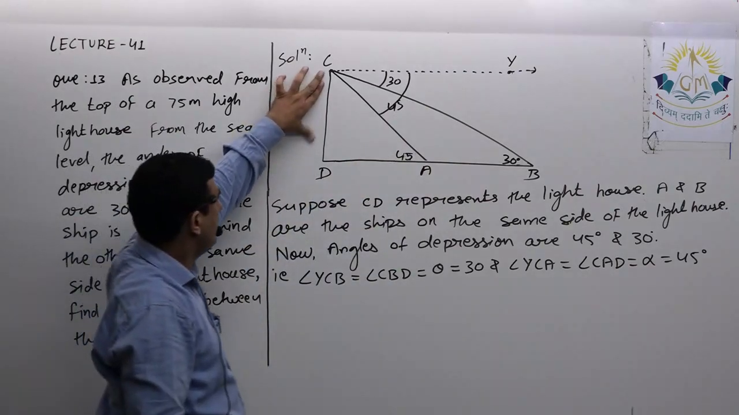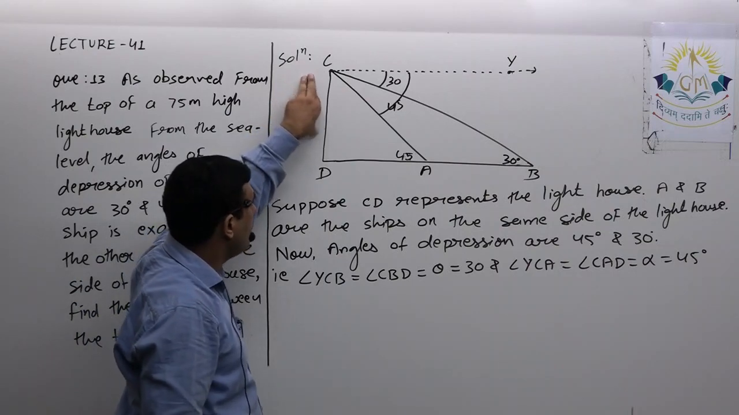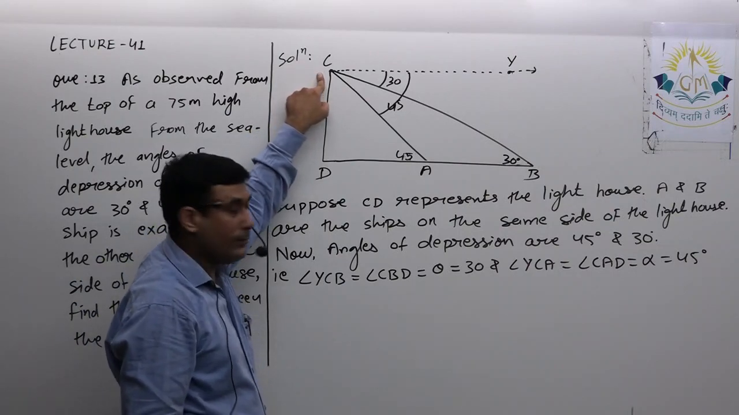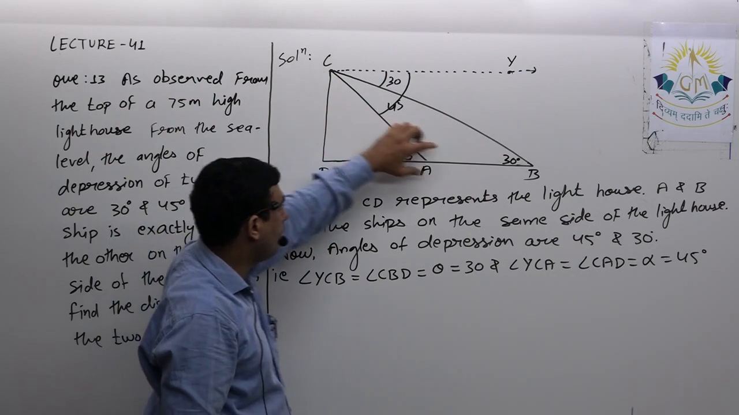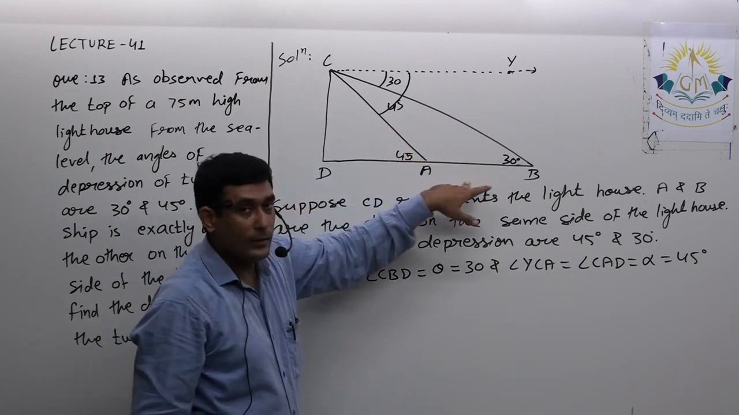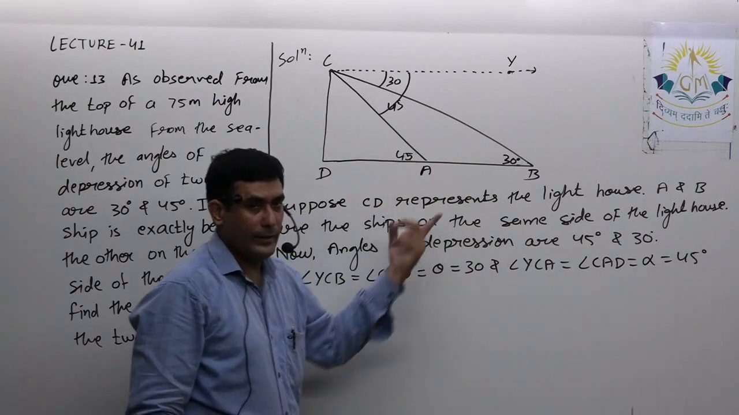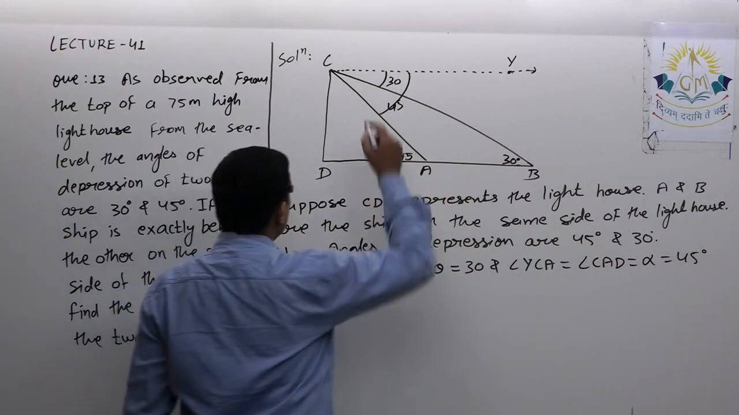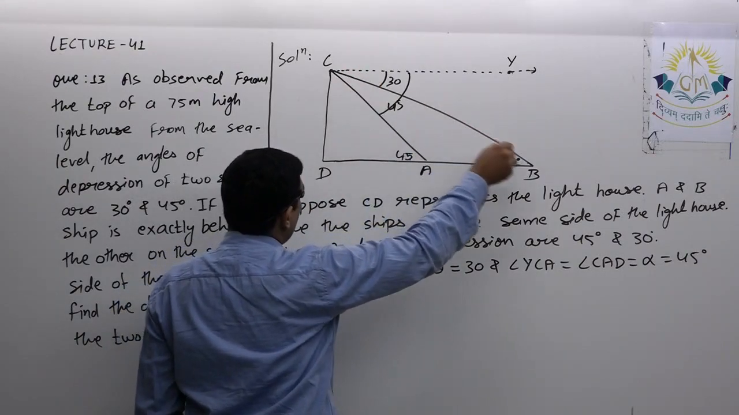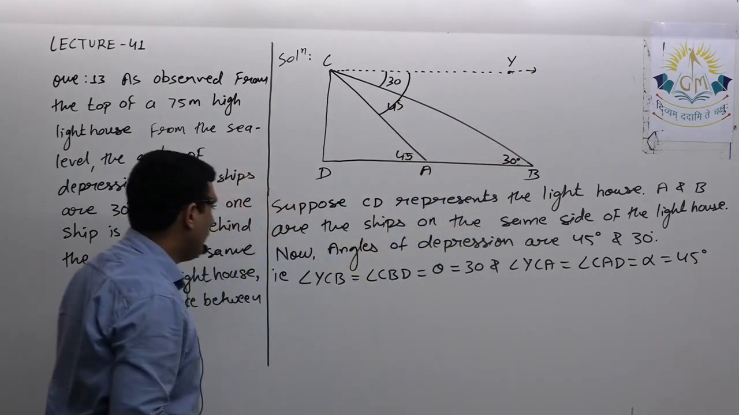Okay, again, let me explain you. CD is the lighthouse. From the top of the lighthouse, that means from the point C, two ships were observed, which are on the same side of the lighthouse as well as behind each other in the same straight line. So the angles of depression were found to be 30 degree and 45 degree.